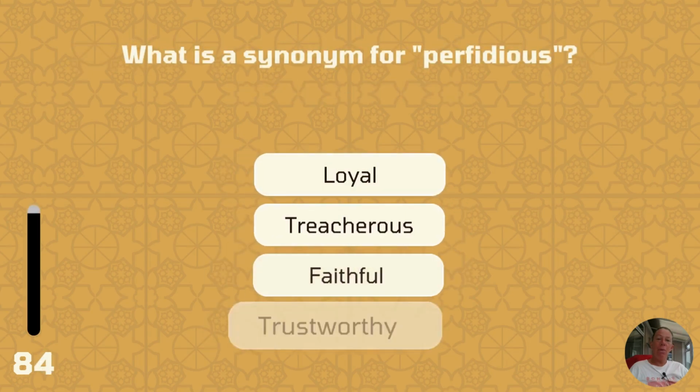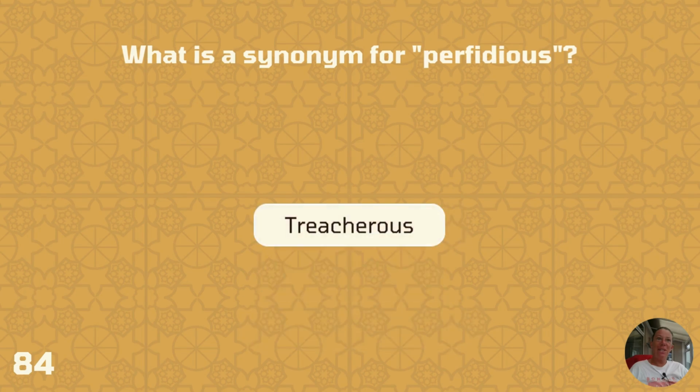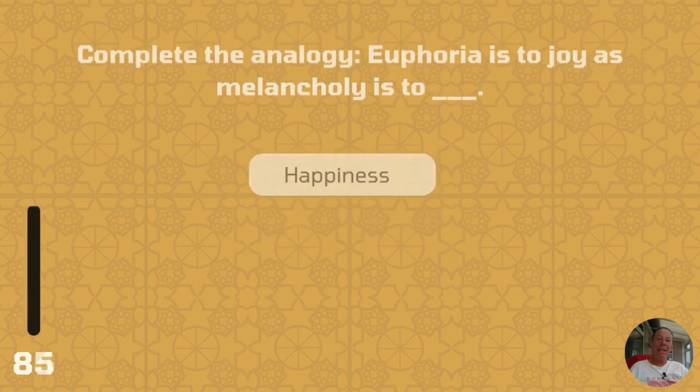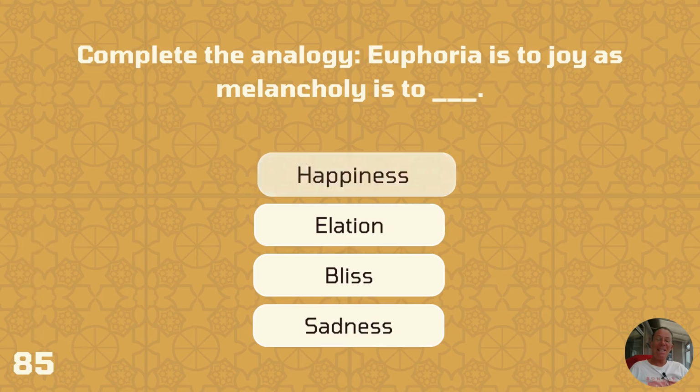What is a synonym for perfidious? Loyal, treacherous, faithful, or trustworthy? Treacherous. Complete the analogy. Euphoria is to joy, as melancholy is to happiness, elation, bliss, or sadness? Sadness.